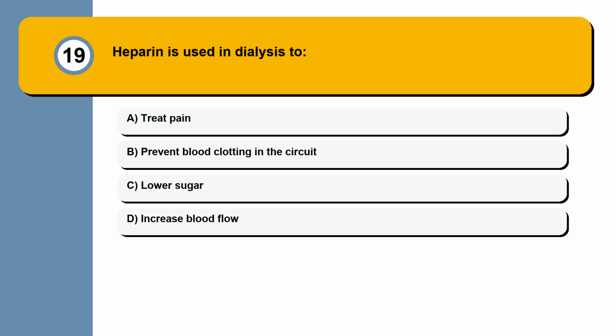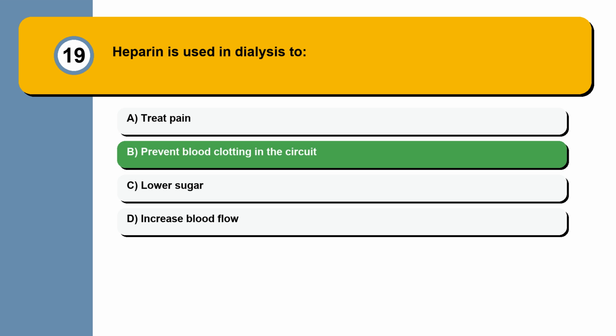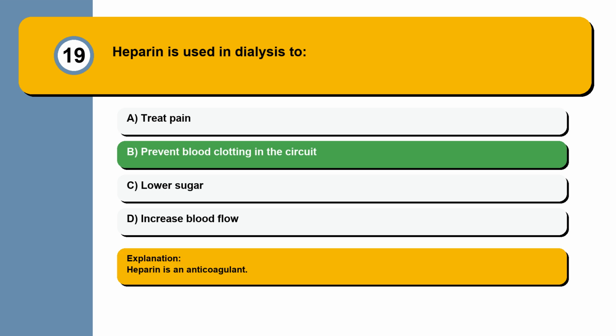Question 19. Heparin is used in dialysis to: treat pain, prevent blood clotting in the circuit, lower sugar, increase blood flow. Heparin is an anticoagulant.